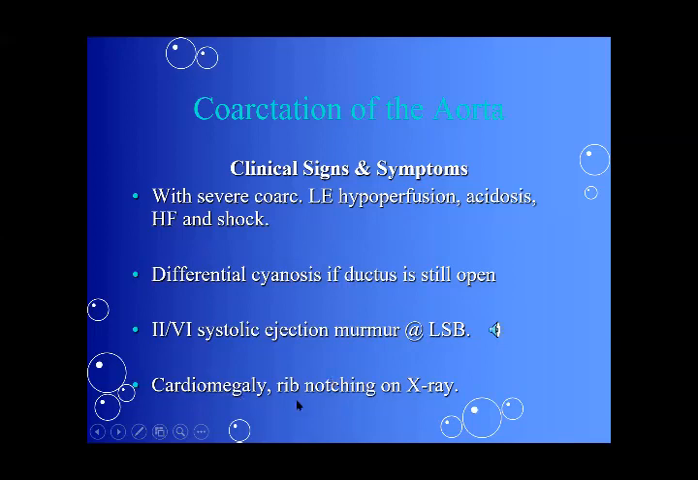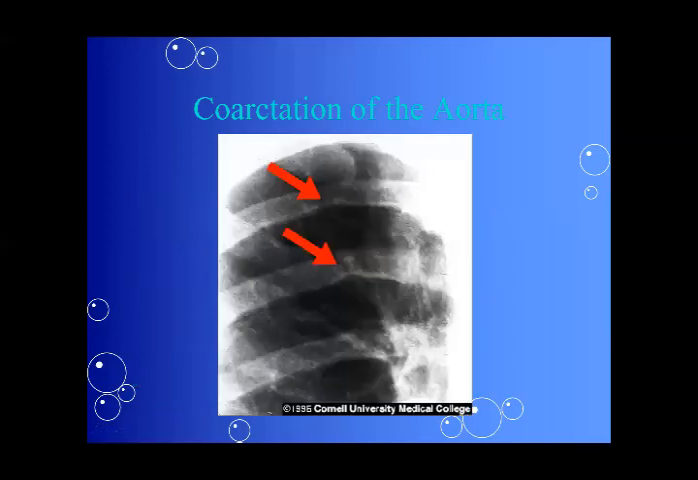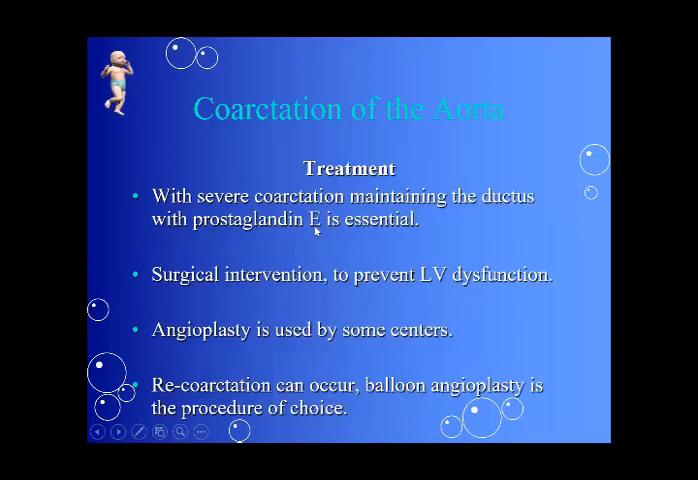Cardiomegaly is there, and especially rib notching on the X-ray is present where the aortic arch is present. If you see, there is the area from where the aortic arch is bypassing. So there is rib notching due to the high pressure within the aorta. It puts pressure on the ribs and causes notching in the ribs.